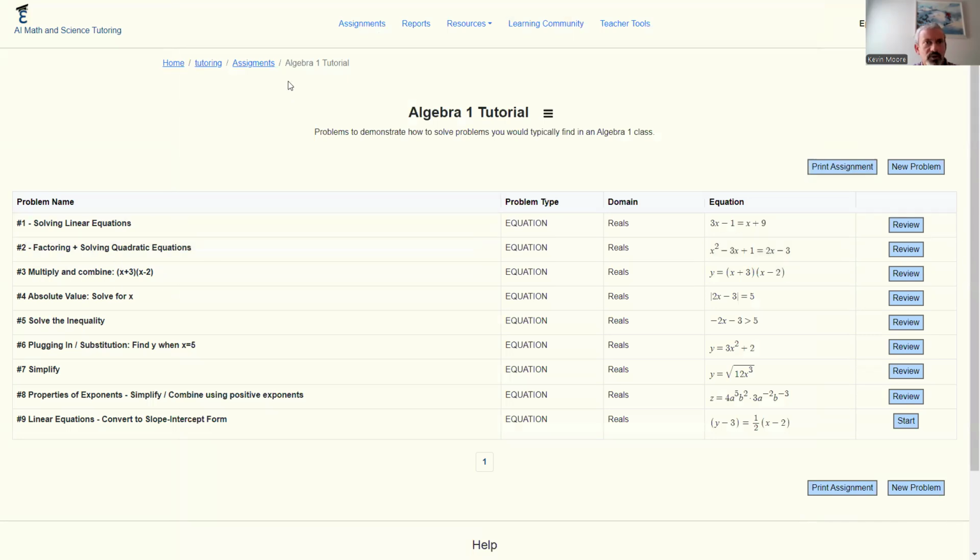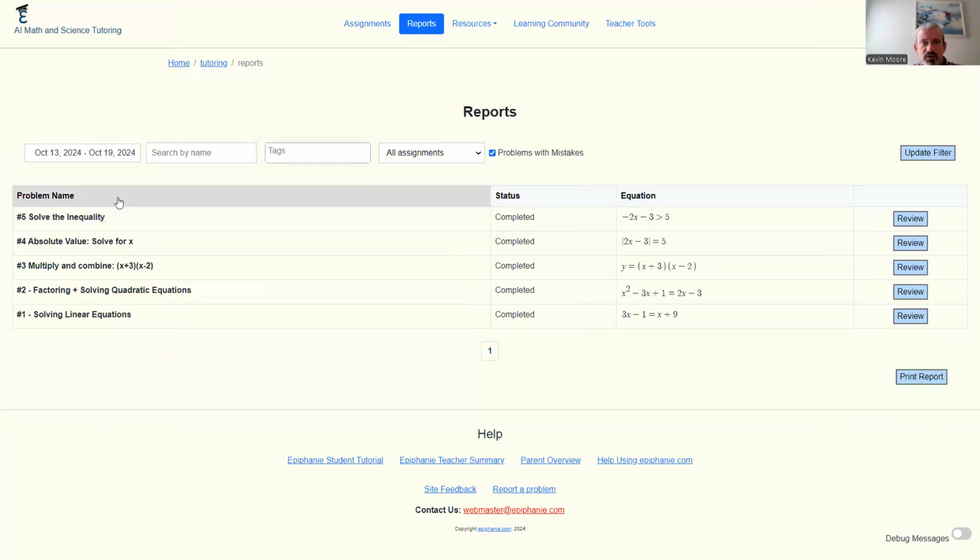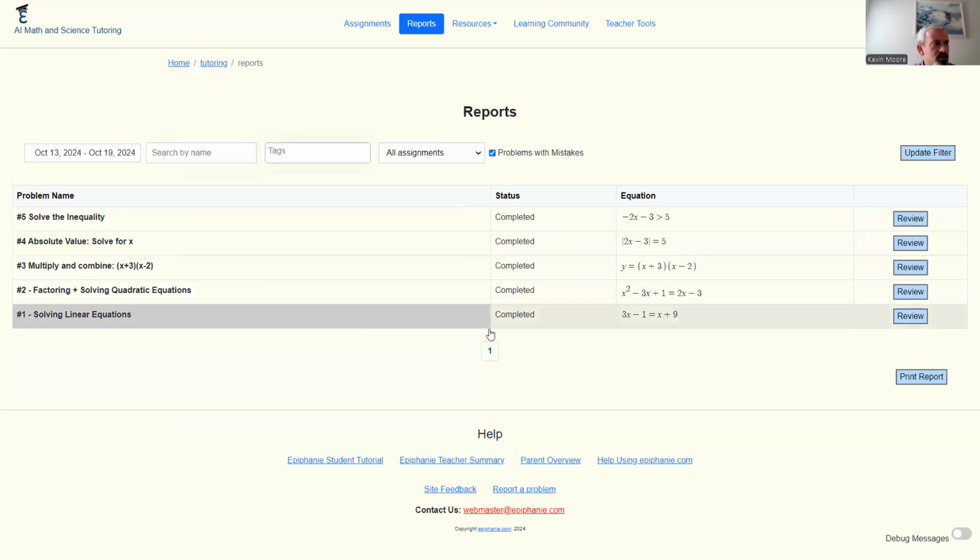You can also run reports on your own problems. Search on which problems you wanted to look at: date range, name, whether they have mistakes or not, various tags in the problems, if you want to look at specific problems and review them later. And then there's also some additional videos that go into some of the limitations on what Epiphany can handle and some workarounds for those. I'm not going to go into all of those for now. Most of those apply to more advanced mathematics that we're still working on.